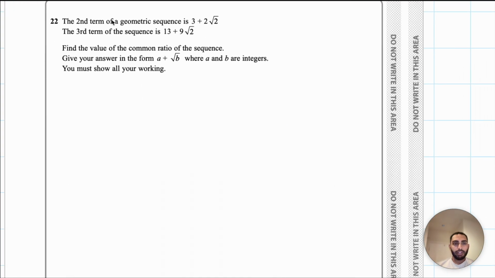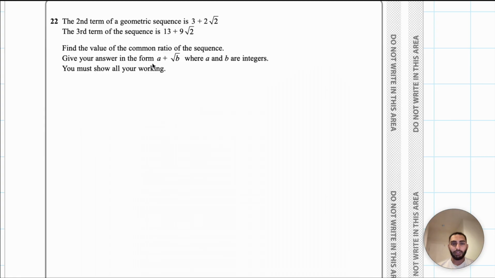Question 22. The second term of a geometric sequence is 3 plus 2 root 2. The third term of the sequence is 13 plus 9 root 2. Geometric just means that it's being multiplied by something every single time. Find the value of the common ratio of the sequence. So we're finding what has it been multiplied by every time. Give your answer in the form a plus root b, where a and b are integers.